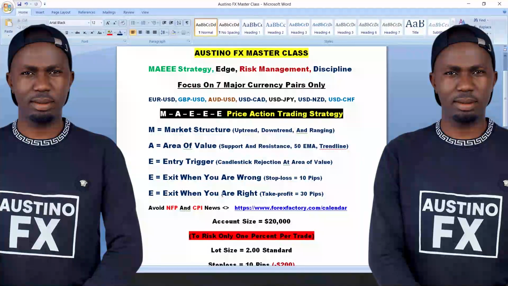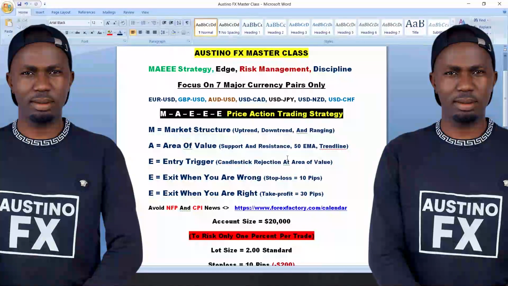Now have it at the back of your mind that it doesn't happen all the time, because sometimes the market can come to an area of value or support level and break below it. So that is where risk management comes in. When we talk of risk management, how much are you willing to risk per trade?